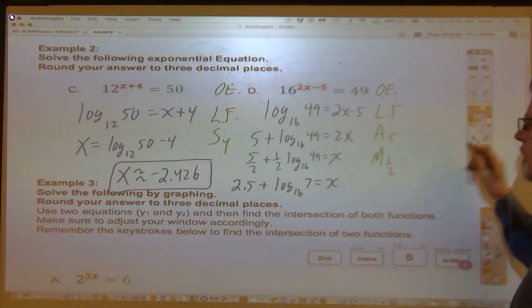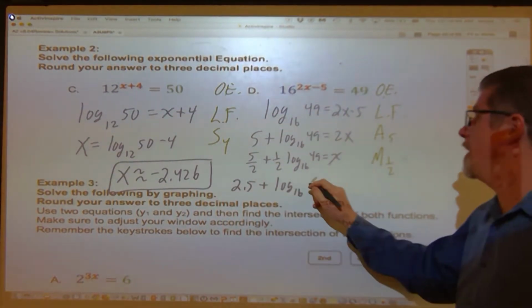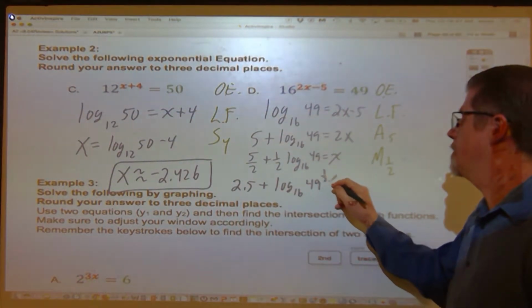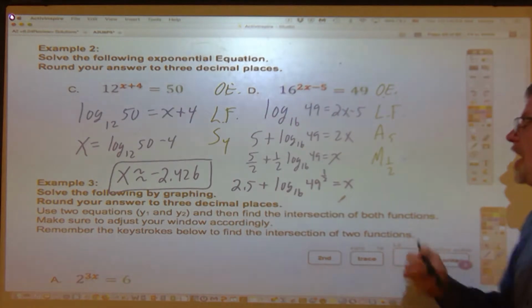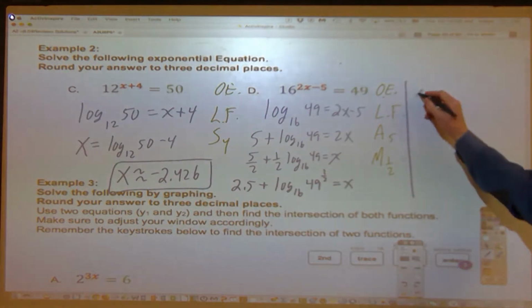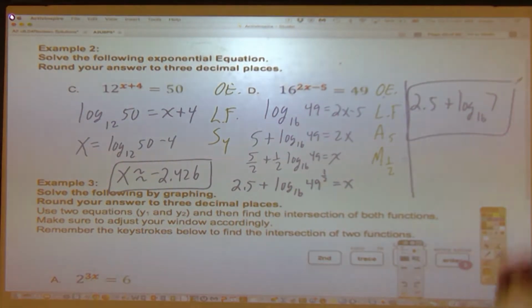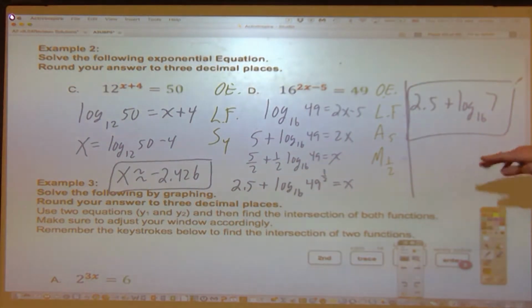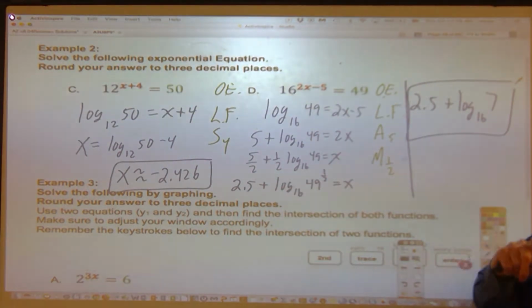Some of you are grimacing. I'm going to show more of my work. If I put the 1/2 back on 49's head and then take another step, that becomes 2.5 plus log base 16 of 7, because the square root of 49 is 7. This is something you are not so likely to see if you just do a D2. But if you do an M1/2, thinking of the hat rule, then you'll see it. So this is the exact answer, but the directions ask us to round to 3 decimal places.